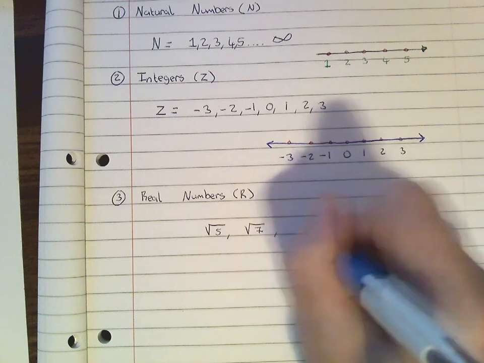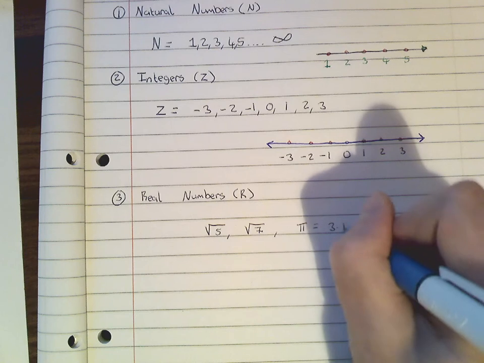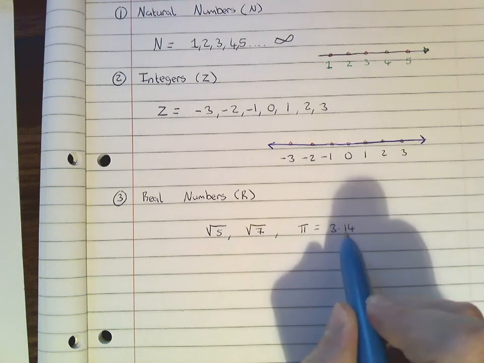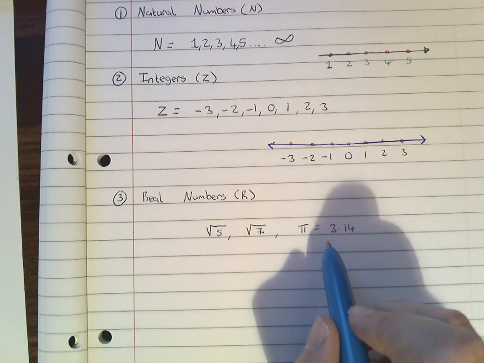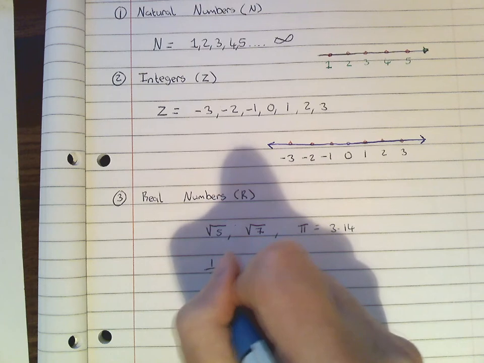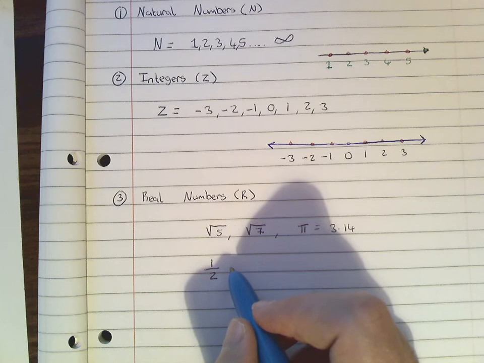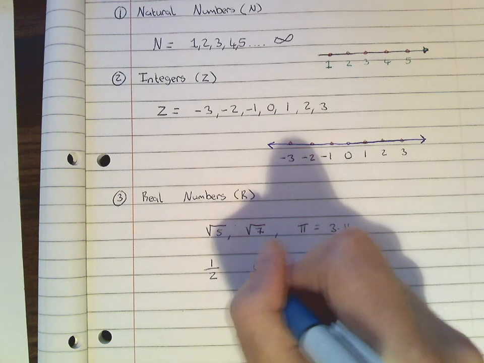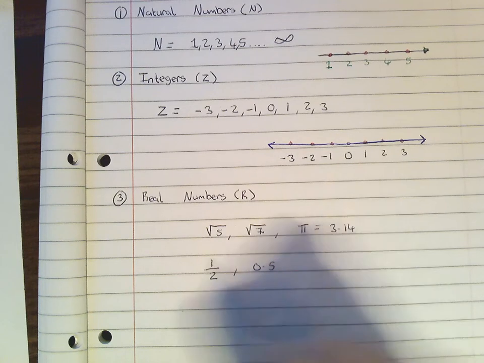If we think about the number pi, pi is equal to 3.14, and then it's a decimal that continues on and on and on, which is known as pi. You also have fractions, for example 1/2. These will be classified as real numbers. And then you also have decimals, so 0.5, for example. These are all classified as real numbers.